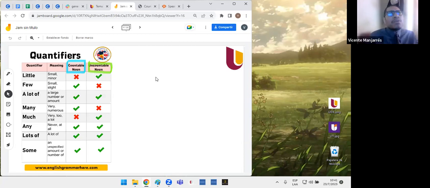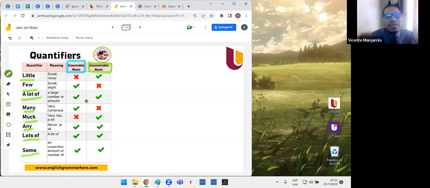For example, you can use words like little, which means a small quantity, but only for uncountables. Few, a small quantity, but only for countables. A lot of, for both countable and uncountable. Many, only for countable. Much, only for uncountable. Any, for both, lots of for both, and some for both.